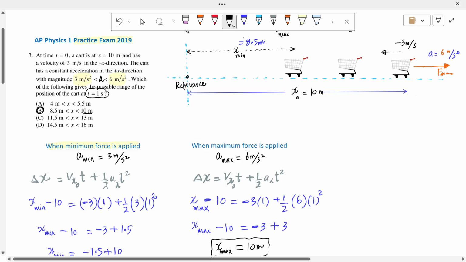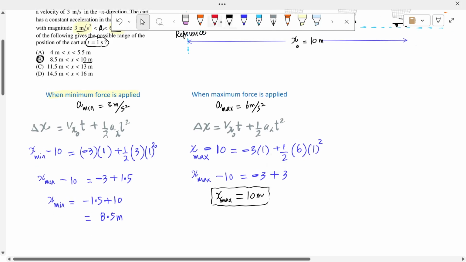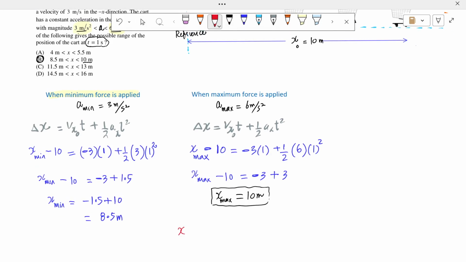But since the acceleration is neither 6 nor 3, it is in between 3 and 6, your position cannot be 8.5 or 10. It will also be in between. It would be more than 8.5 meters and less than 10 meters. So that's why option B should be the right answer.